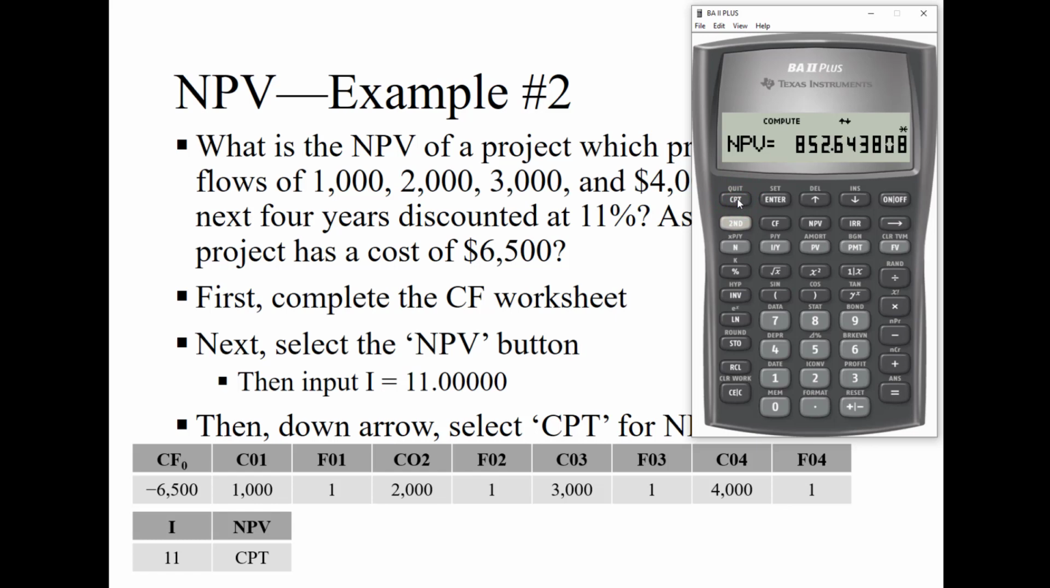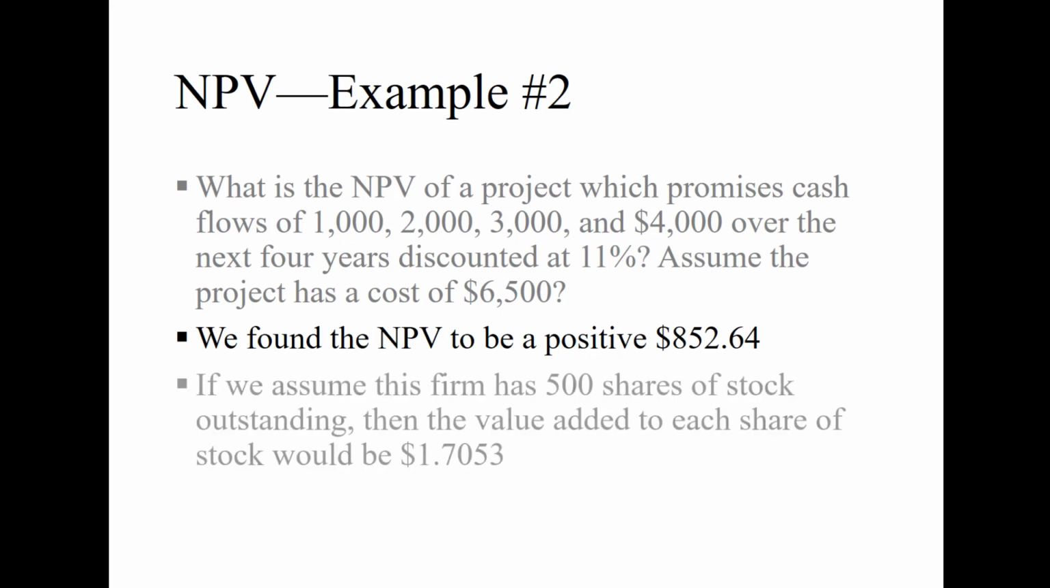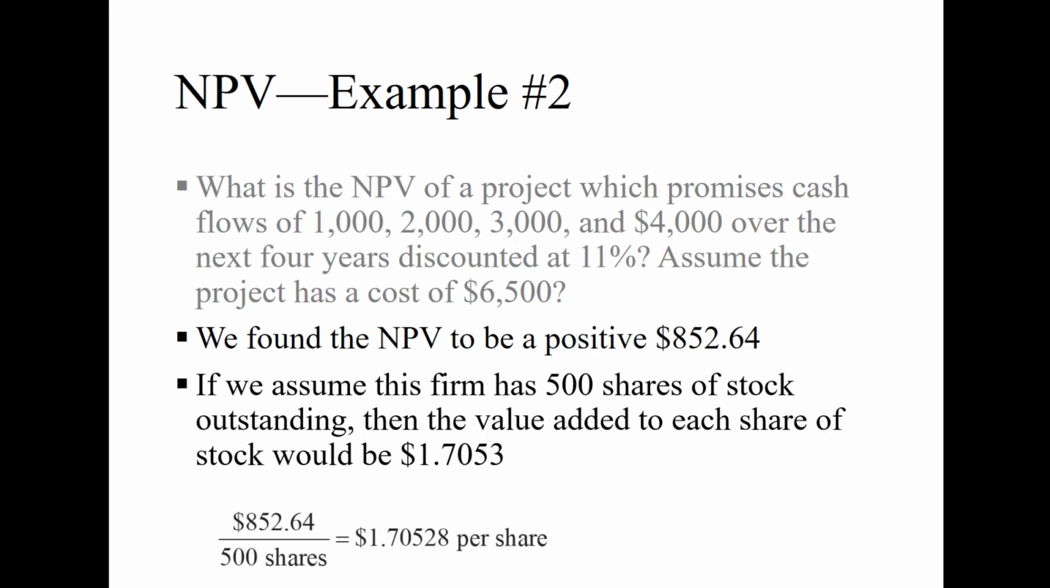And what we see here is that we have an NPV of positive $852.64. If we assume that this firm has 500 shares of stock, we could just take our $852.64 and divide it by 500. You'll notice that that will give us $1.70528 per share. And so we would expect that we would add about $1.705 per share by taking on this project.